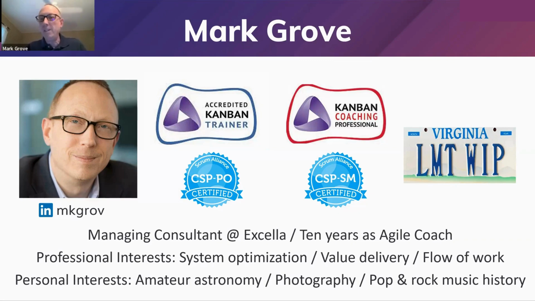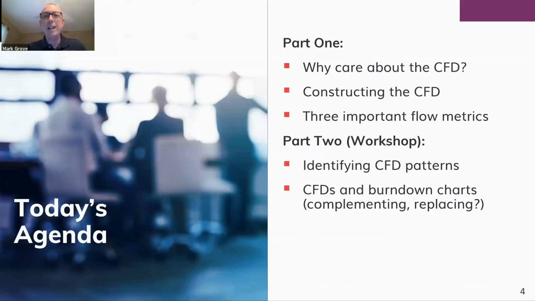Oh, by the way, that is my license plate on the far right there, limit whip, which is one of the practices of Kanban. So if you ever see that license plate while you're driving in Virginia, that is me. So I'll go ahead and say hello.